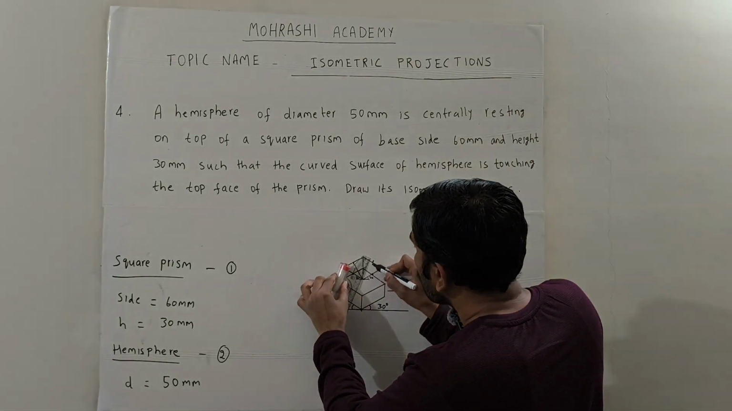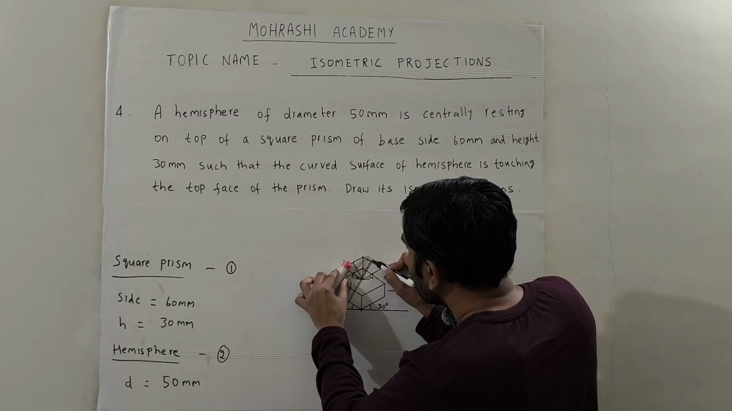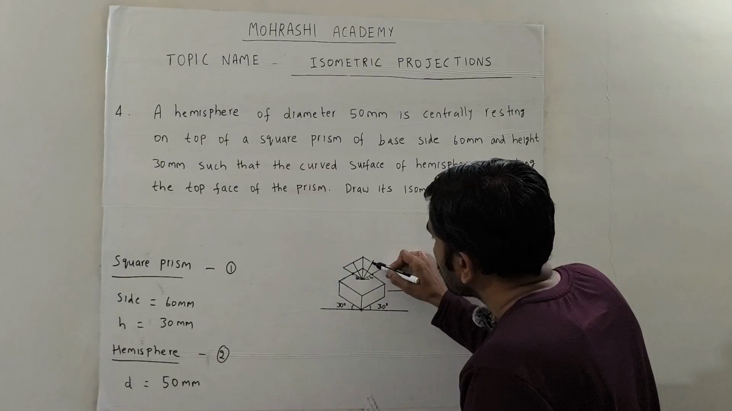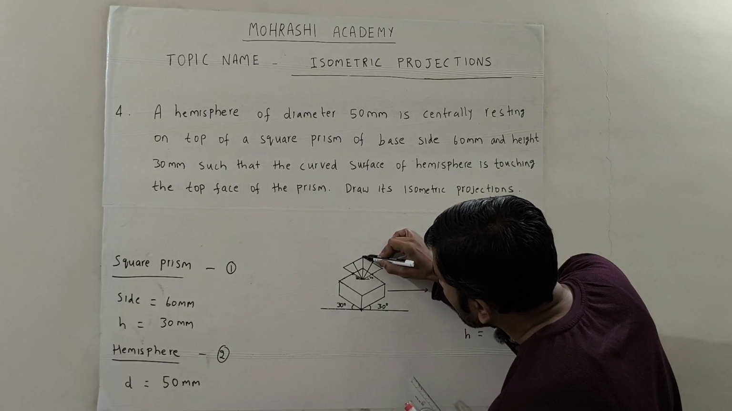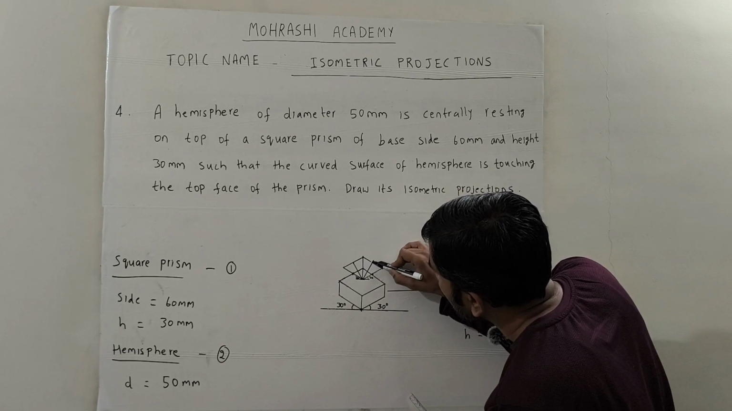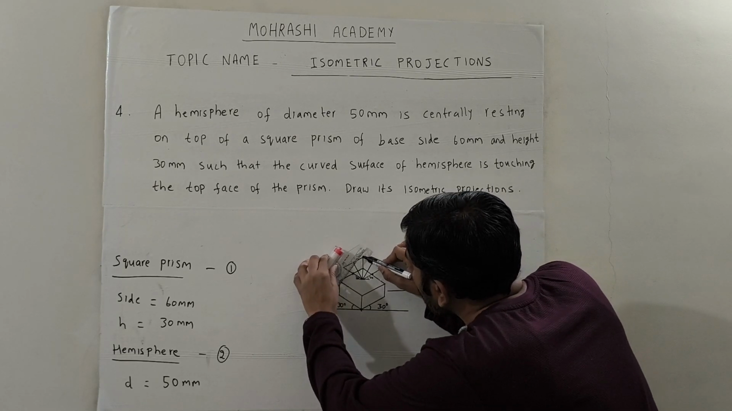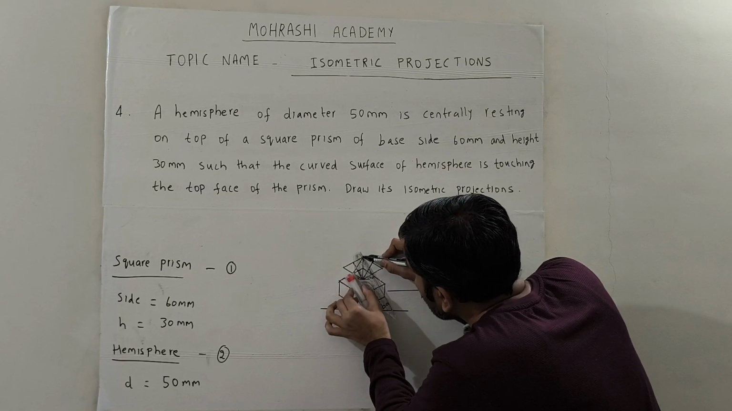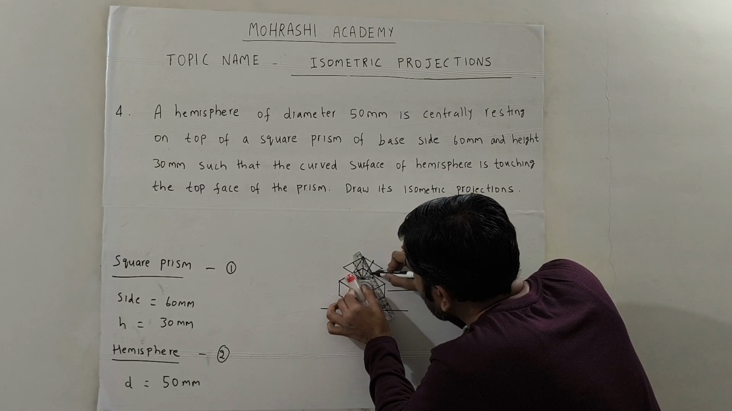Again from this corner to opposite line midpoint. Okay. Similarly, from this corner to opposite line midpoint, this corner to opposite line midpoint. Similarly, from this corner to opposite line midpoint. From this corner to opposite line midpoint.